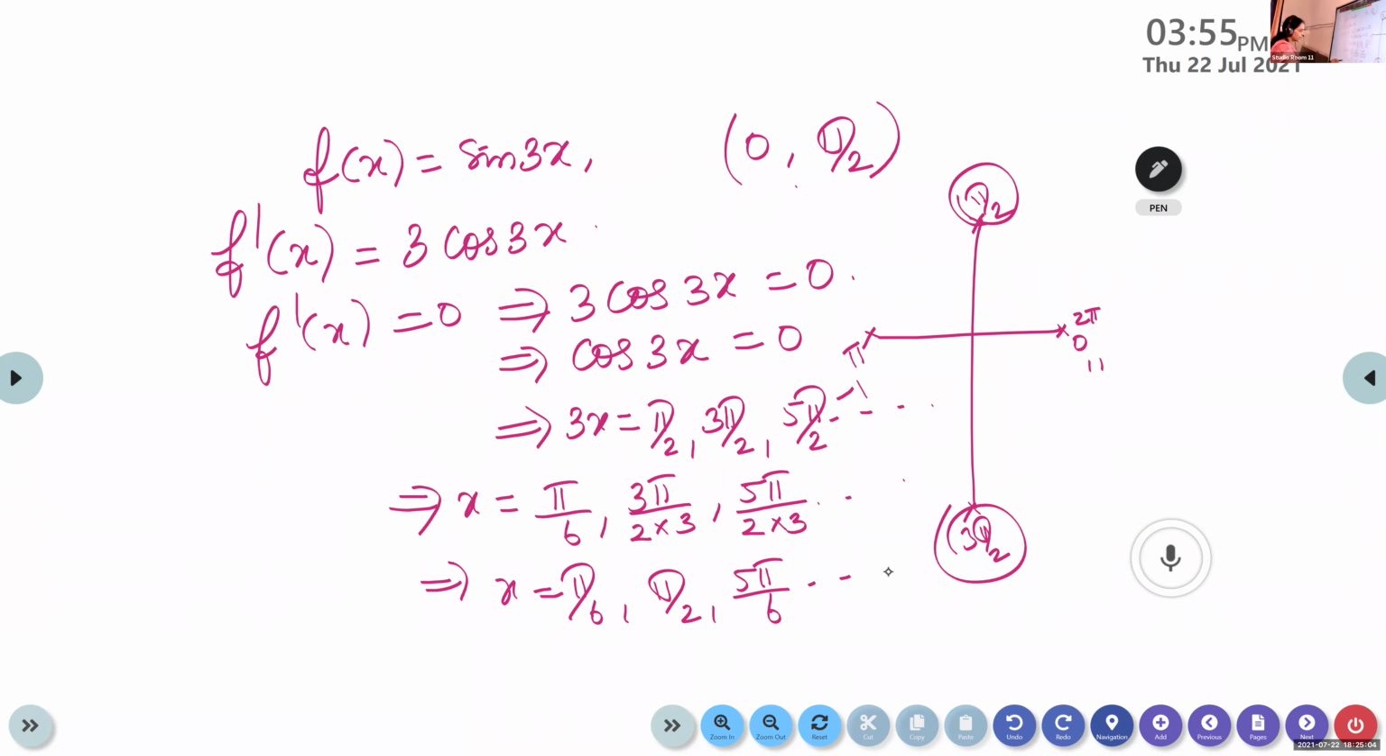So from here, we have to select only those values which lie in the given interval. Which value will lie in this interval? Whether pi by 6 lies in this interval, yes or no? Tell me, children. Up to this, is it okay?